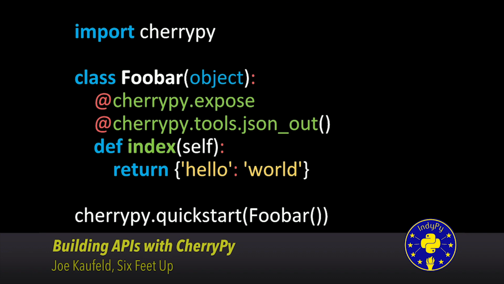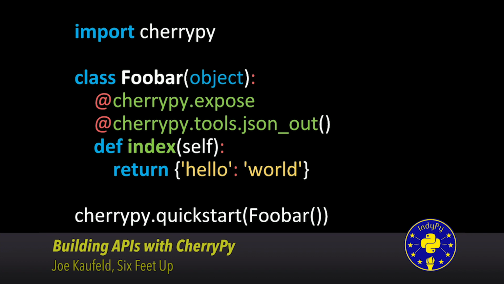We have cherrypy.tools.json_out. json_out tells CherryPy that the index method now has the application/json headers and that it's going to be returning something that needs to be encoded as JSON.